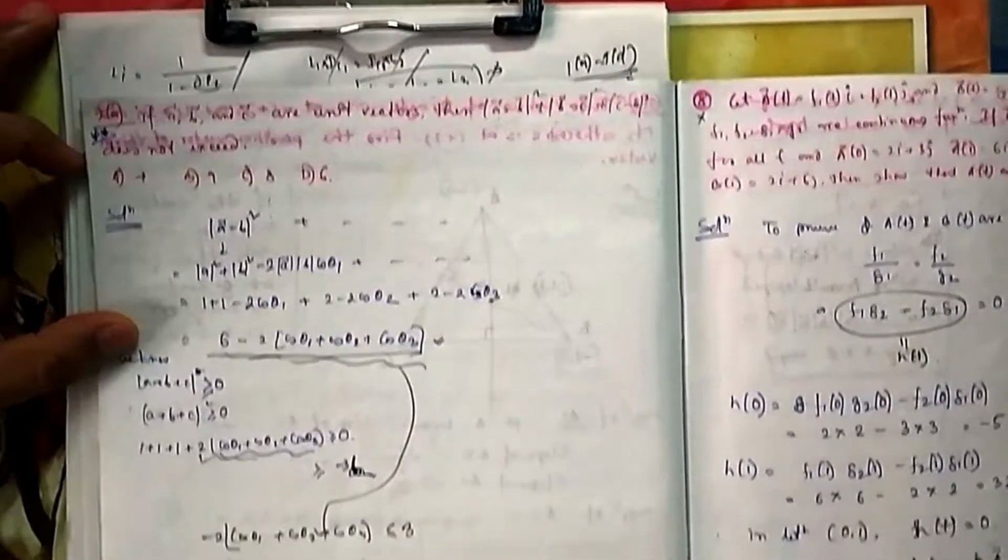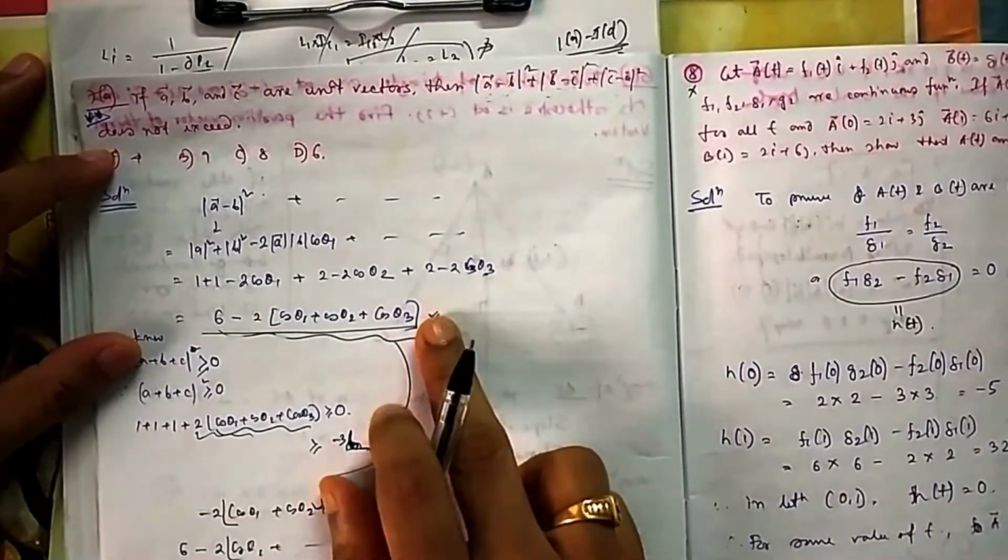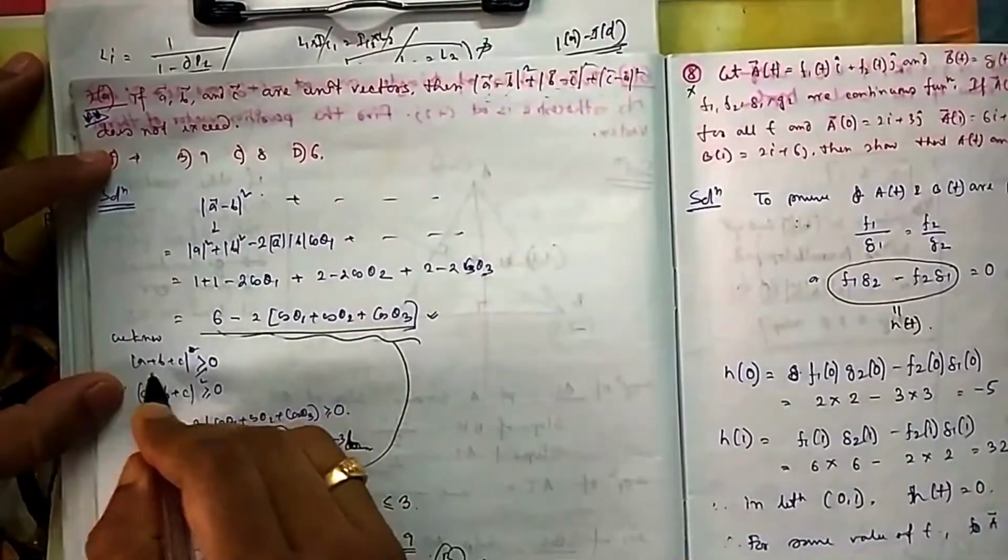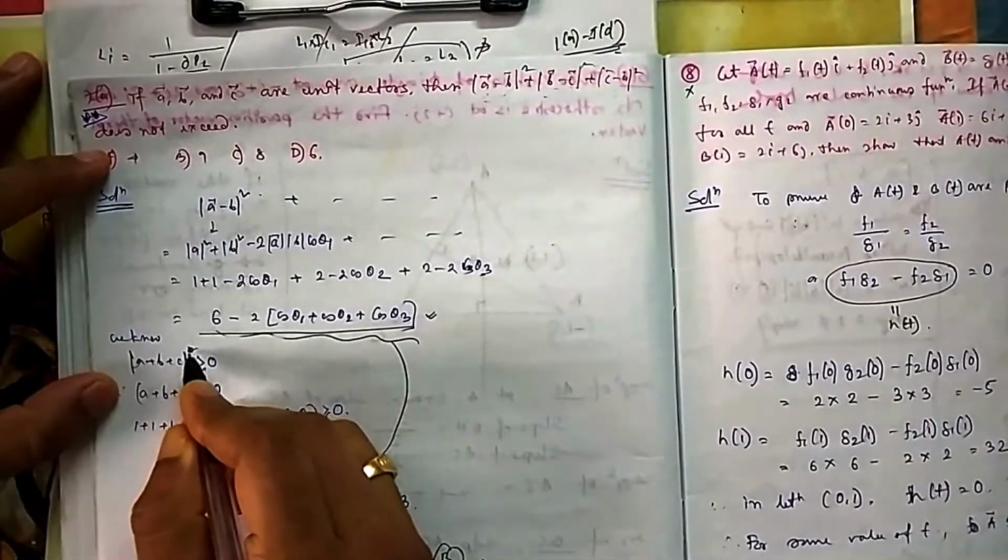Now what is the maximum value of this one? It does not exceed. Now to find this, you would go to this one: a plus b plus c, mod of a plus b plus c whole square.